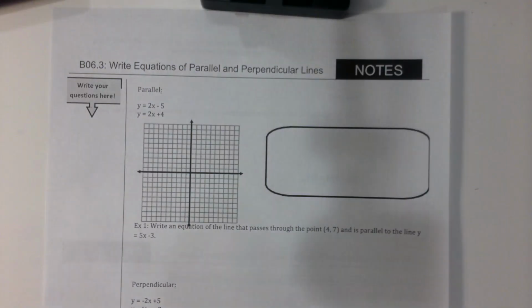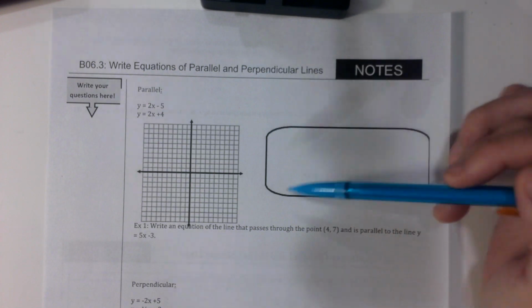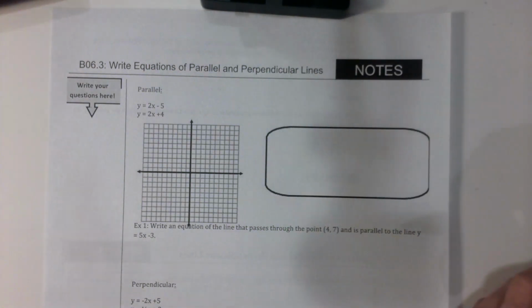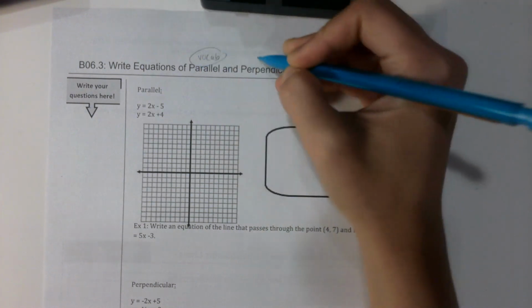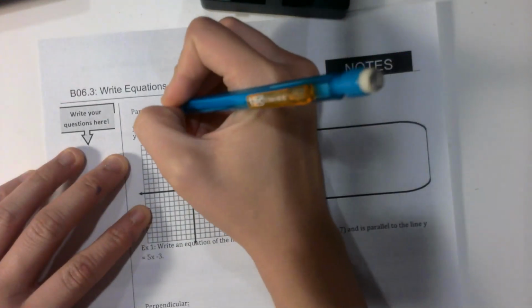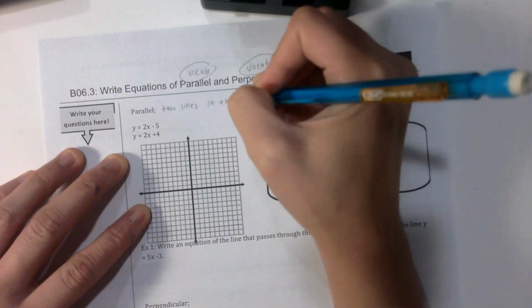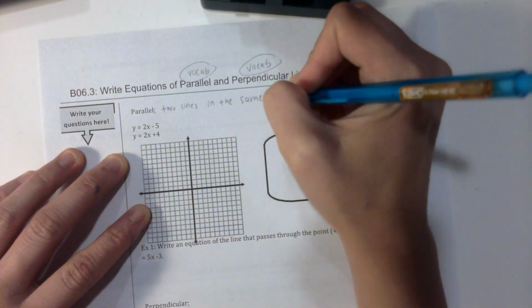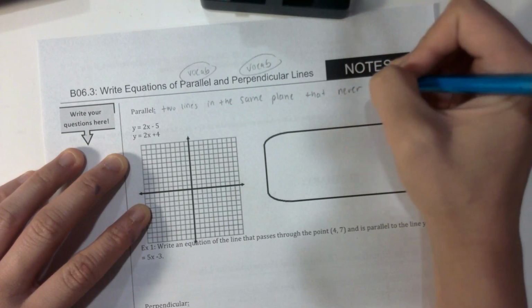Okay, we have B06.3, write equations of parallel and perpendicular lines. We got some vocab words, parallel and perpendicular. Okay, parallel: two lines in the same plane that never intersect.